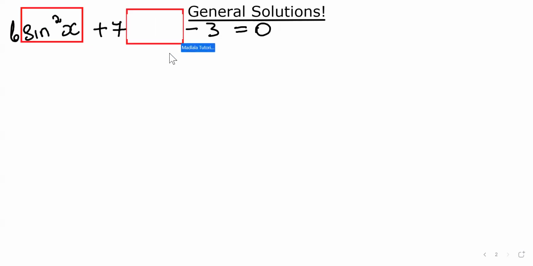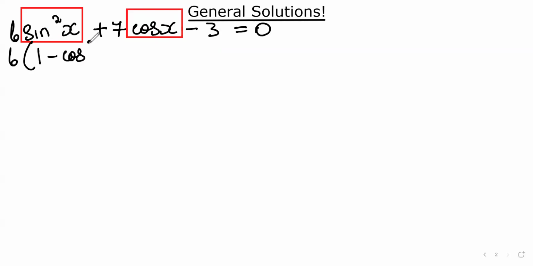So what we need to do here is to change. We can either convert sine to cosine, or we can convert. No, we can't convert cosine to sine. We can only convert sine to cosine using the identity. So we know that every time we see sine squared x, we actually see 1 minus cos squared x.